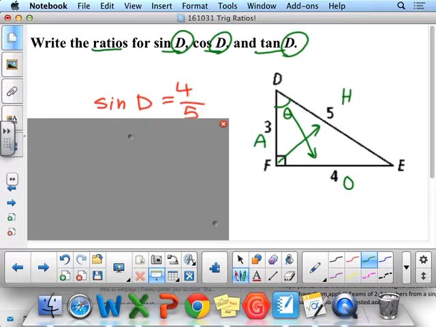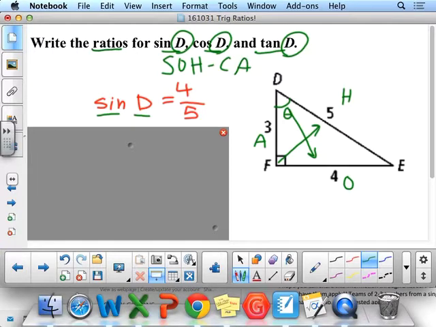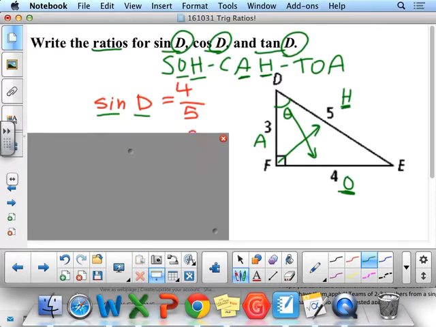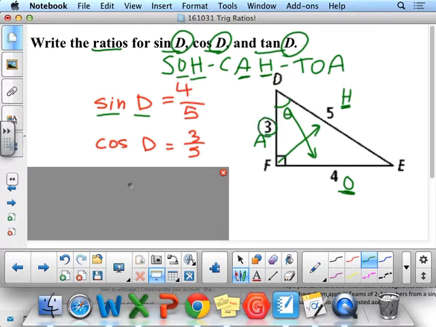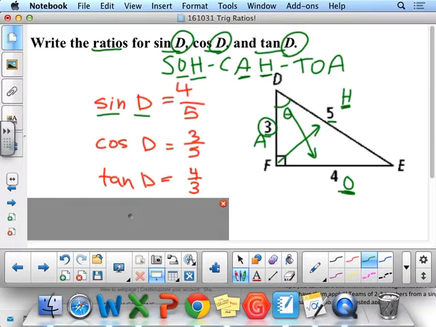So if I'm going to go through and call this sine of D, I'm going to say SOHCAHTOA. Sine is opposite over hypotenuse, so 4 over 5. Cosine is A over H, or adjacent over hypotenuse, so cosine of D is going to be 3 over 5. And then last but not least, tangent of D is going to be opposite over adjacent, or 4 over 3. So hopefully now you're feeling confident. I want you to pause the video, maybe try the next problem all on your own.